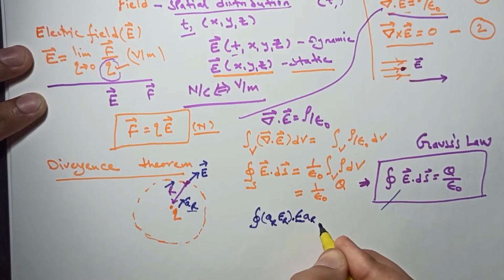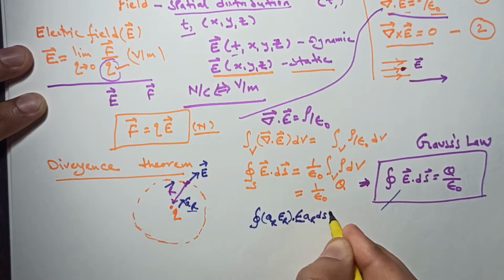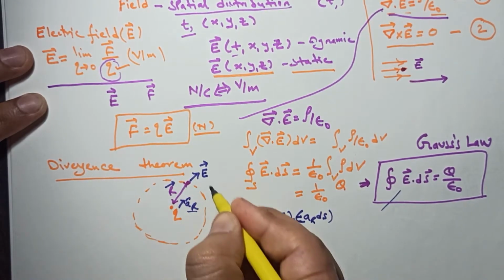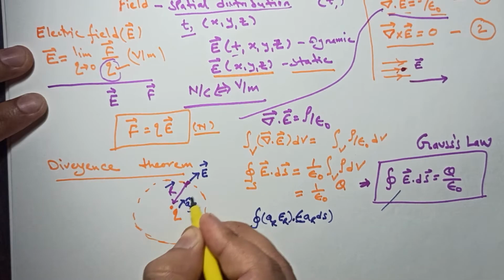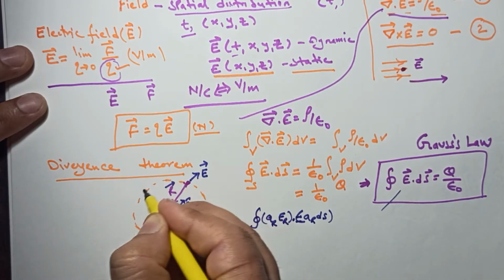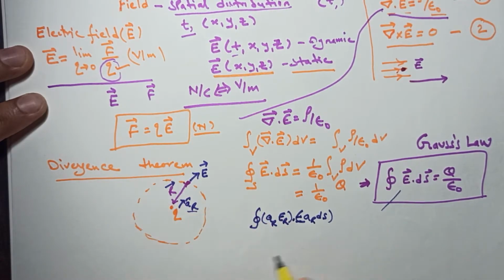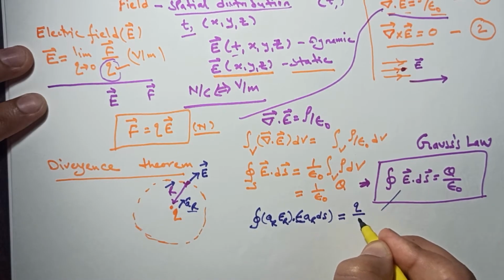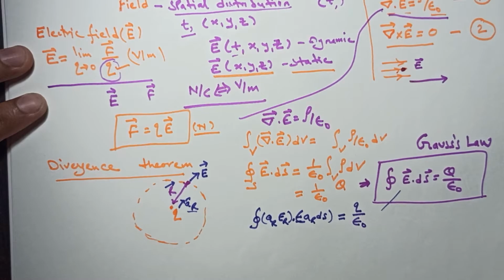ds will be equal to AR into ds. Okay, ds is the surface, this sphere. Unit vector in this direction and the sphere in this direction, complete sphere, will be equal to the total charge here, Q by epsilon naught.